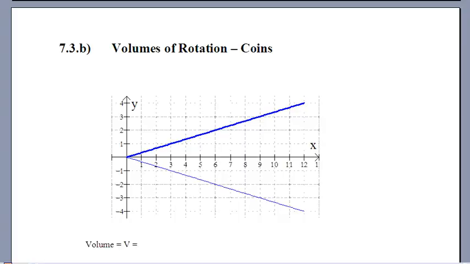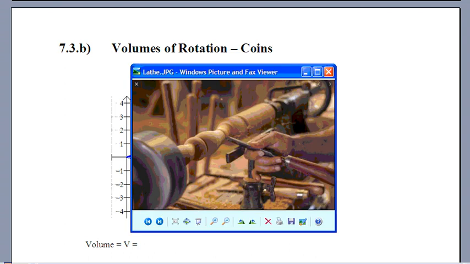This video is the fifth lesson for Chapter 7 for AP Calculus. And we're going to be doing some things called volumes of rotation today, and we'll do them next day as well. Just so you know what a volume of rotation is, it's all about creating a three-dimensional shape that has a cylindrical symmetry to it.